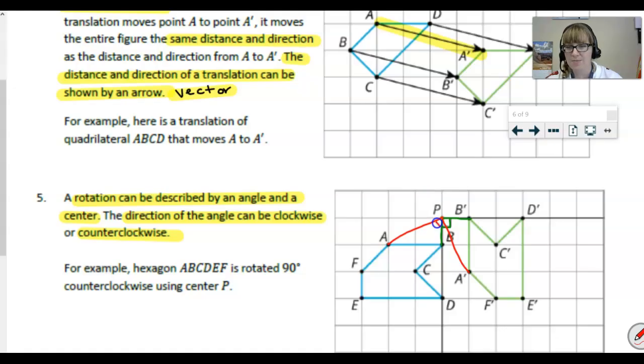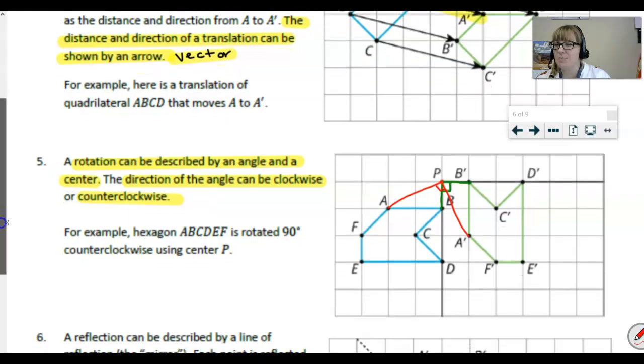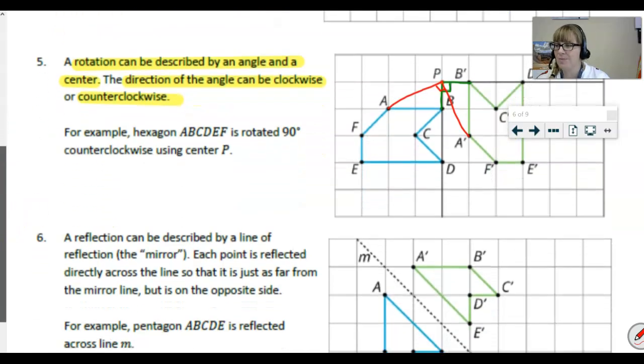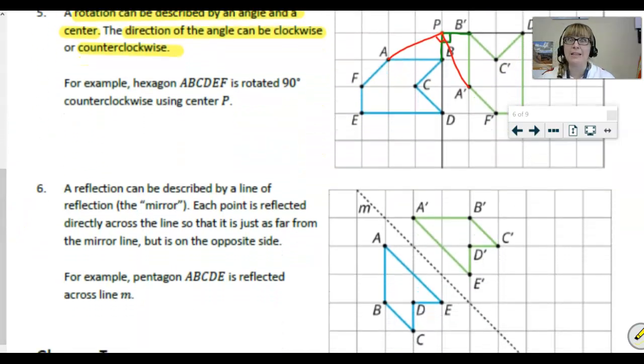What do you notice? It's also a right angle because all of those points are rotated that same 90 degrees in this example. So each one is moving 90 degrees. That's exactly what it says here. And the last one, reflection. Again, this is so important.